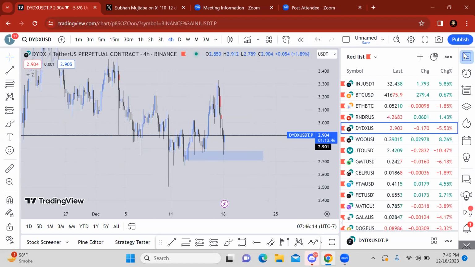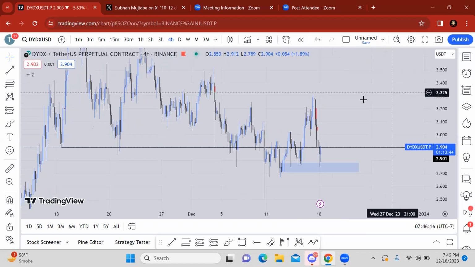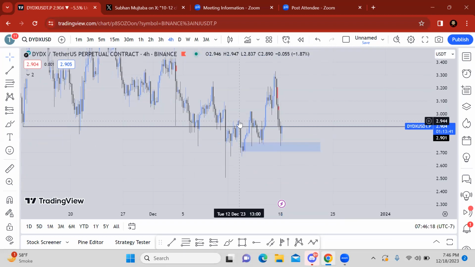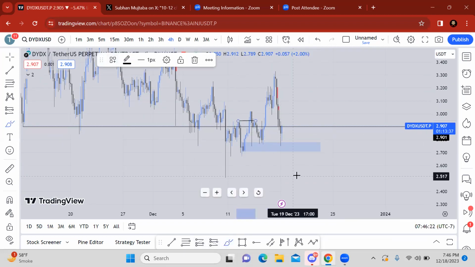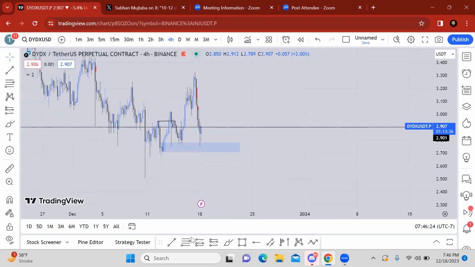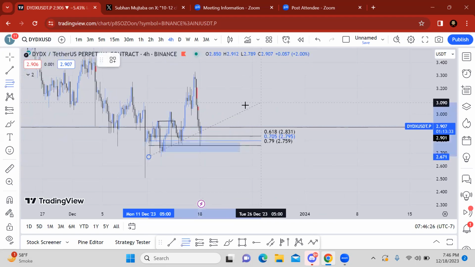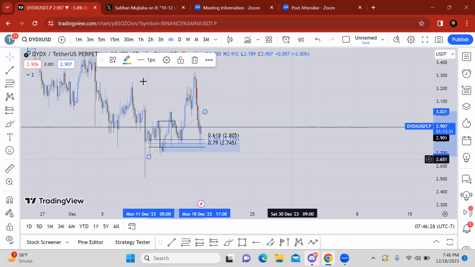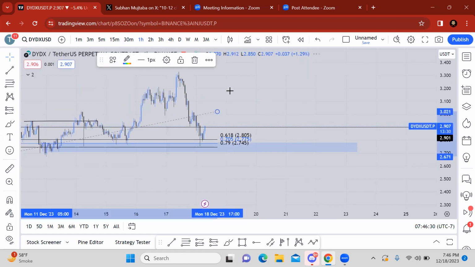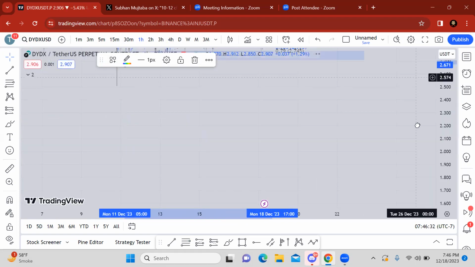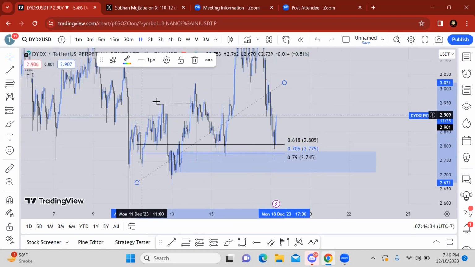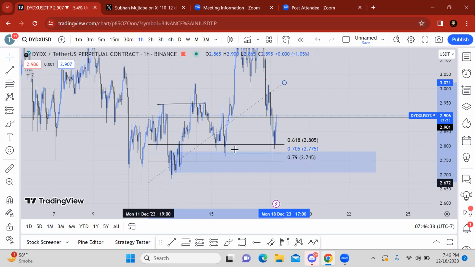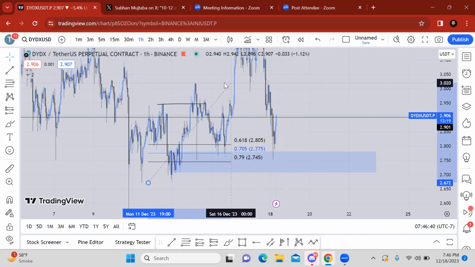Now if you see dYdX, there is a different scenario. Range low created, structure shifted here, this one here. So impulsive move, I have to catch the impulsive move. Okay, on H1 if I turn it on, structure shifted here, I have this impulsive move from here to here. I have to long now.